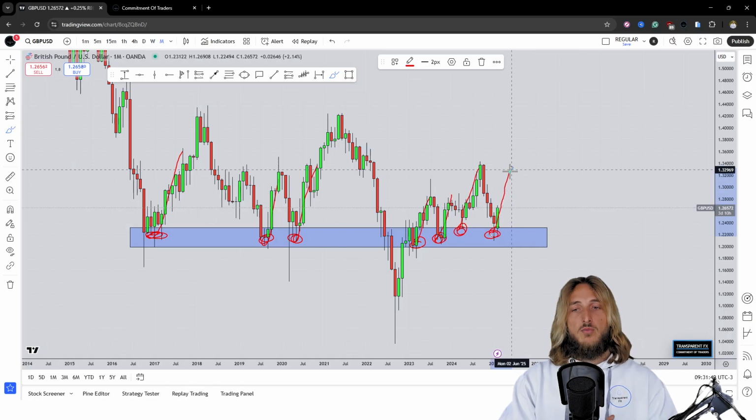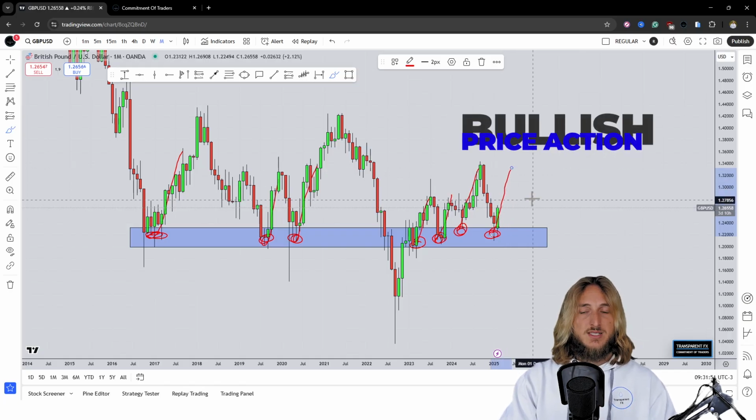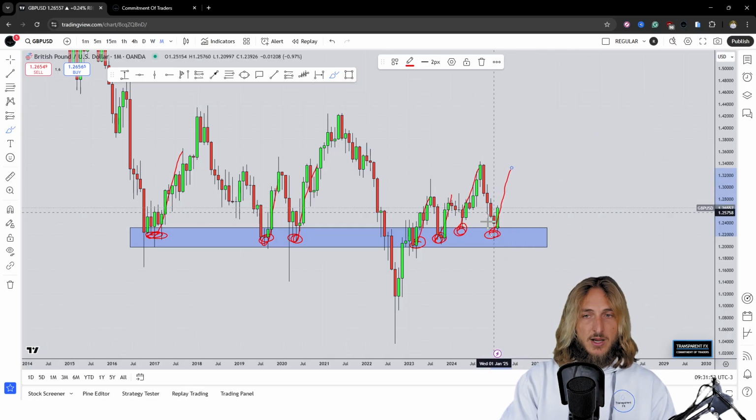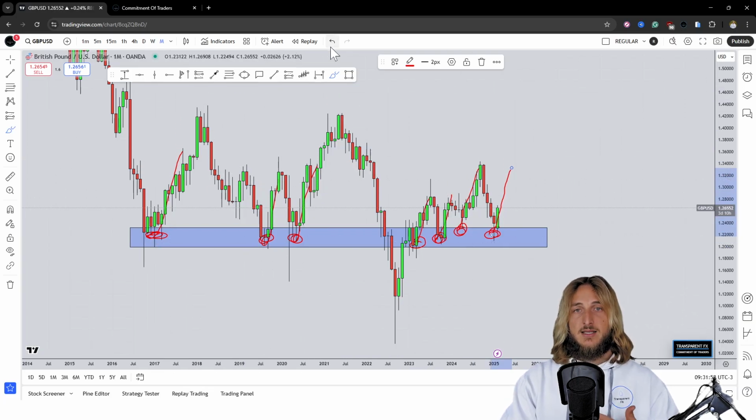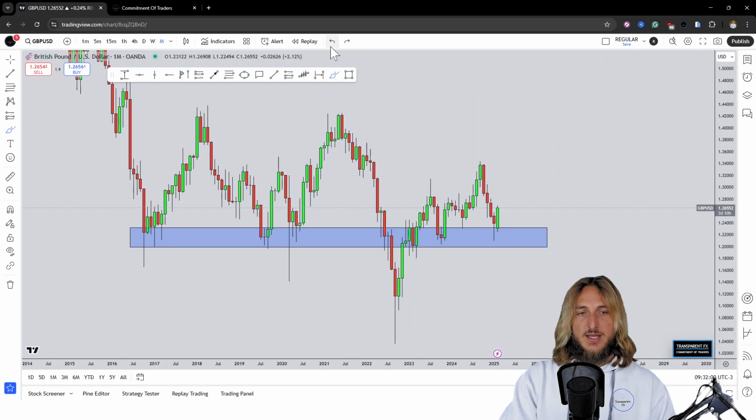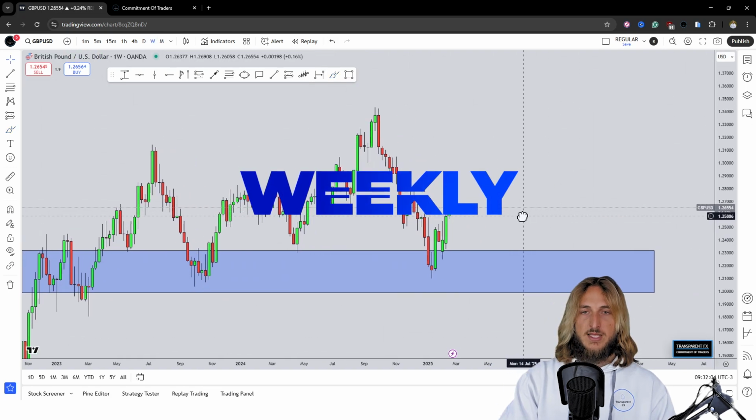So from here, more bullish price action could be expected away from this area, as already happened in the past, every time that the market was testing this exact same zone. So here in the monthly time frame, everything is quite clear. Let's drop down on the weekly time frame and see what we have.